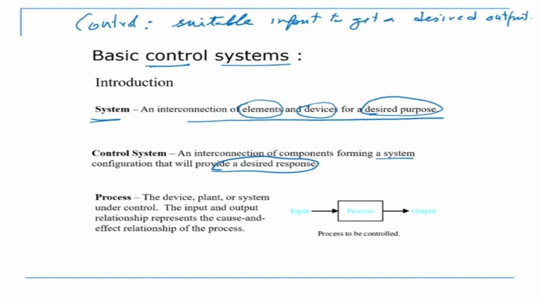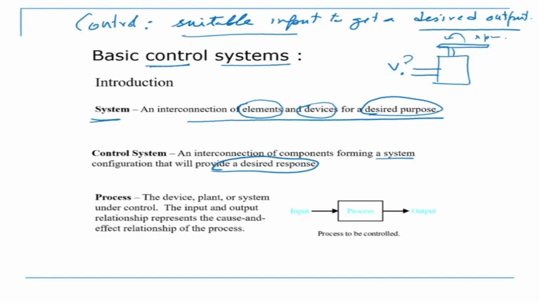Okay, so control basically means finding a suitable input to get a desired output. In the case of a motor, let me take an example. This is a motor and I fixed it to a link like this, and I give it a voltage input V. So how much voltage should I give to make this fellow rotate with a particular velocity? That is a control system problem.